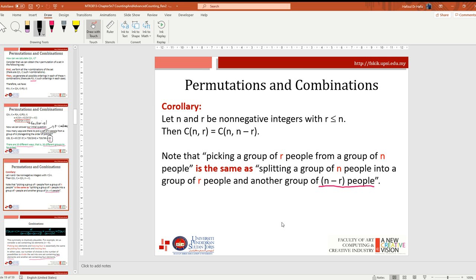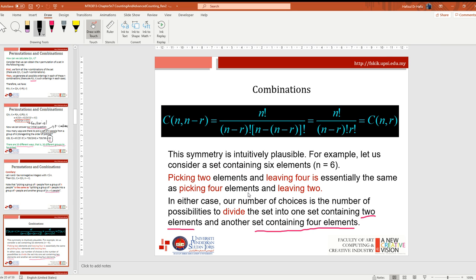And then we have a corollary. This one is picking a group of r from a group of n. It's the same as splitting a group of n people into groups of r. Because this is a combination, the ordering is not important. For the combination, we have C(n, n minus r). This is the corollary, and it is basically about symmetry. Symmetry is intuitively plausible.